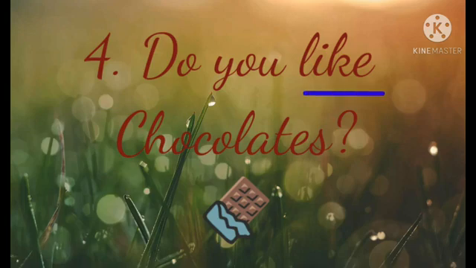And what happens to do here? We already know that do is an auxiliary verb. So in this question, we have two verbs, one auxiliary verb and one main verb. Which is the main verb, children? Yes, like is the main verb and do is the auxiliary verb in the question: do you like chocolates?